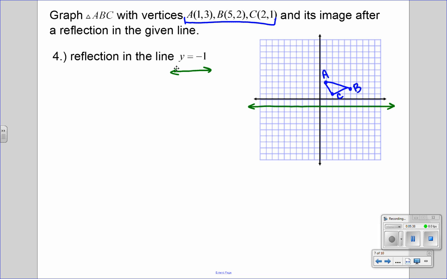And then we're going to count how many units that point is away from the green line and reflect it on the other side. So A is 1, 2, 3, 4, so then I go down 4. C is 2 units, so I go 2 on the other side, and B is 3 units. And now I have my reflection over the line y equals -1.